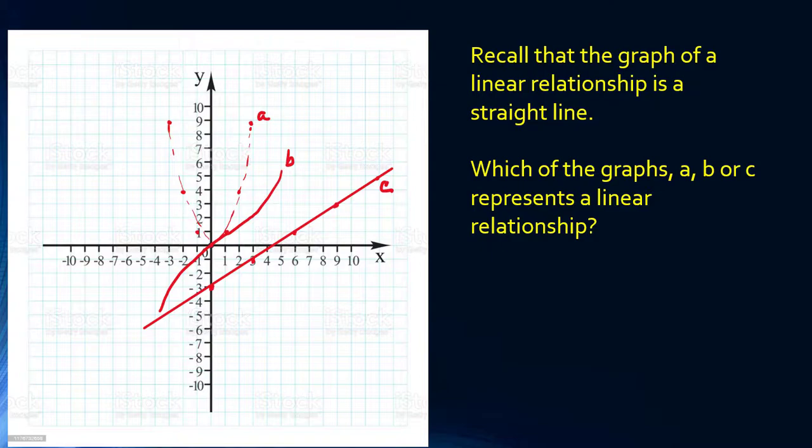As a review, remember that the graph of a linear relationship is a straight line. It'll never curve. It'll always be a straight line for a linear relationship. If there's any curve in the graph, then it's something other than a linear relationship.